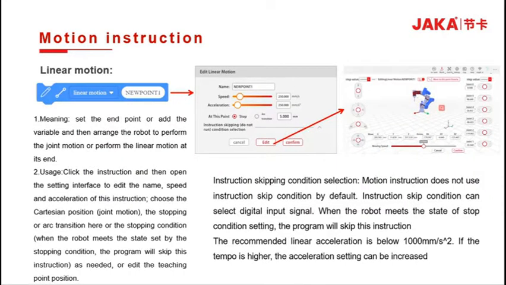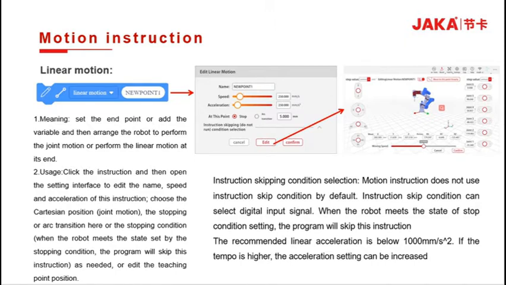Now take another look at the programming instructions for linear motion. Click on the function to open an editing interface. In there, we can first modify the name of our point, that is a remark information of this point. Second, we can set a speed and acceleration. The recommended acceleration is below 1000 mm per square second. The third attribute is to stop or arc transition at this point. Fourth, the instruction skipping condition. When a state set by the stop condition is met, our robot will skip this instruction.